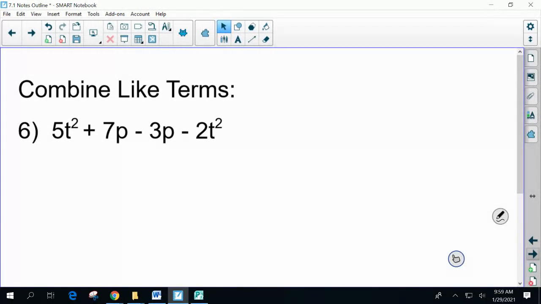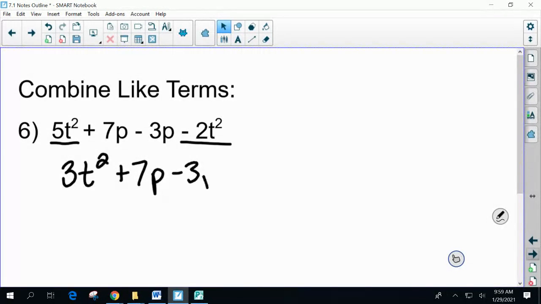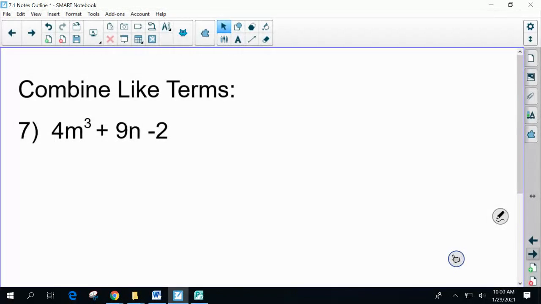Okay, so I would start personally with my 5t squared. So 5t squared minus 2t squared would be 3t squared, and then I would have left plus 7p minus 3p, and when you combine that together, you would end up getting plus 4p. So 3t squared plus 4p should be your answer. Okay, number 7.